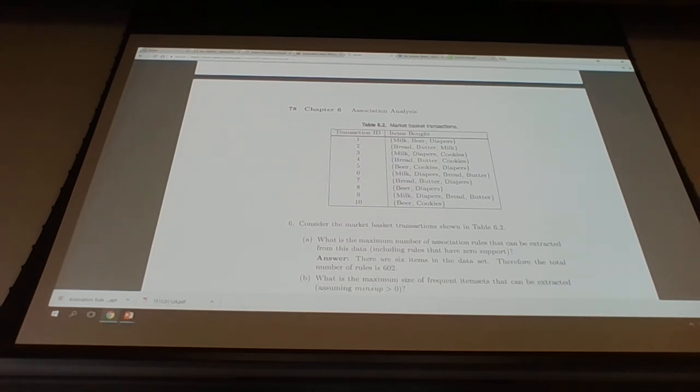Then they are asking, okay, what is the maximum size of frequent item sets that can be extracted? They are saying min sup is 0. What will be the maximum size of frequent item sets that can be extracted from that database? So now you just look at the database. You don't look at the fact that there are 602 rules. So minimum support is greater than 0. It cannot be equal to 0. You cannot have min sup equal to 0, so you have to have greater than 0. So what is the maximum size of frequent item sets that can be extracted?